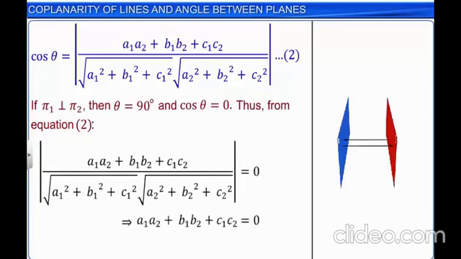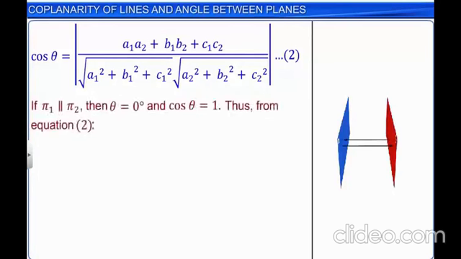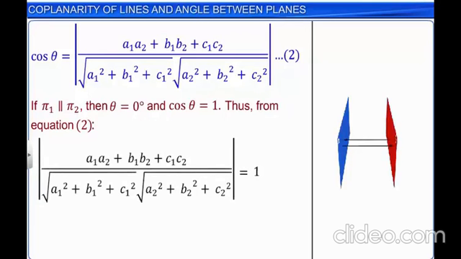If planes pi1 and pi2 are parallel to each other, then cos theta becomes 1. Substituting this value in equation 2 and simplifying, we get the condition for two planes to be parallel.